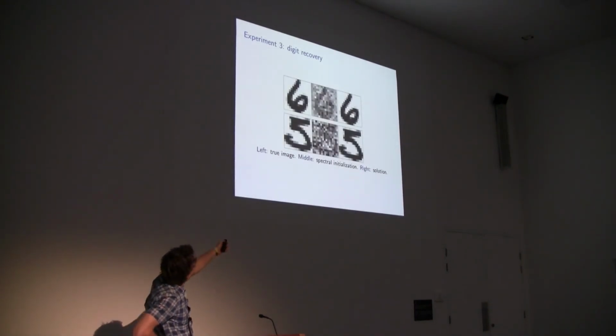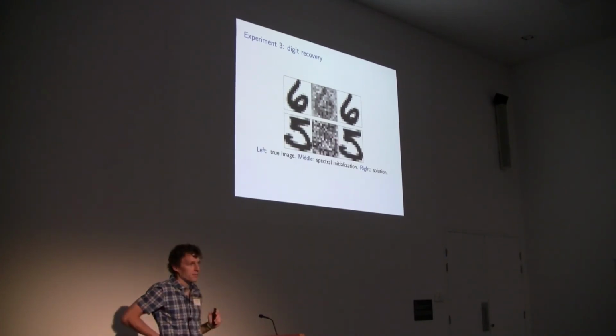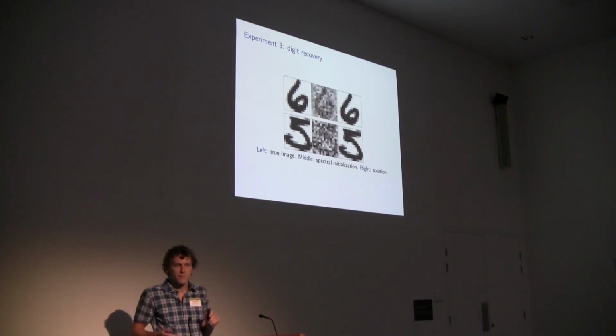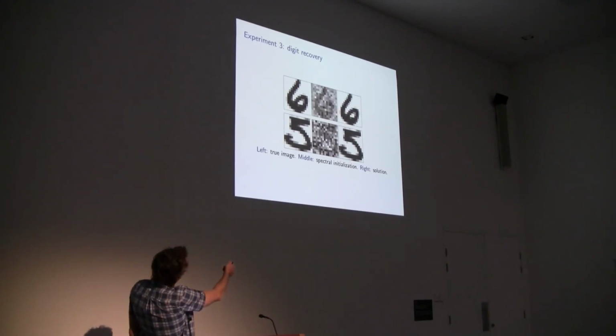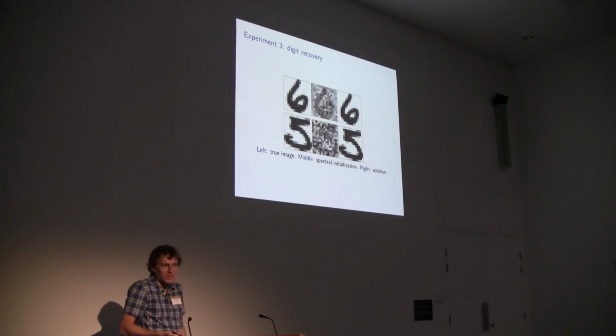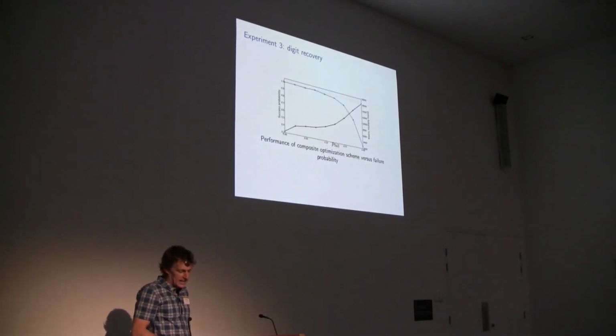We did this with a couple hundred different images. On the left is the true image. Then we corrupt it, and there's a particular initialization we use, which for the number 6 is right here, for the number 5 is right here. And on the right is the solution that you get by solving these composite optimization problems. I think you can agree that these look the same. So you really are nailing it.